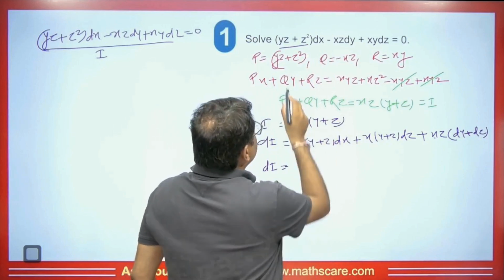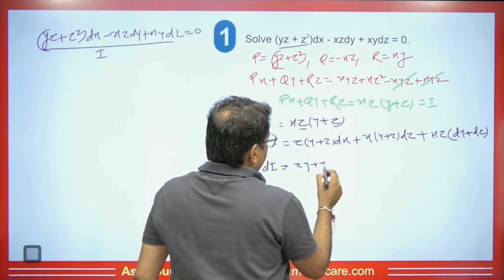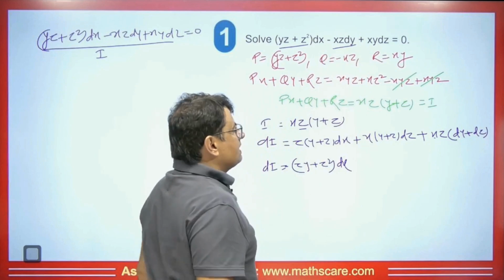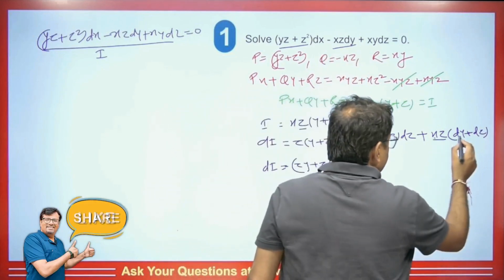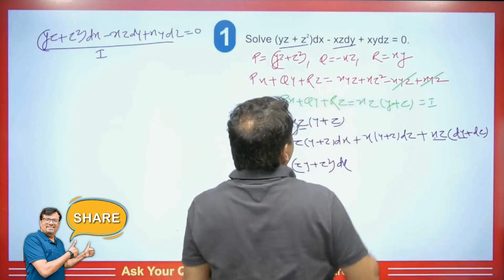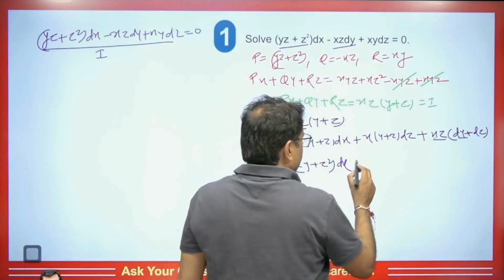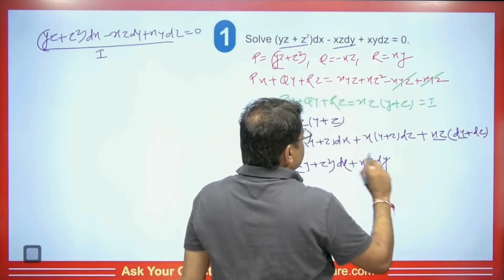Here we are getting z square and one term is zy, right? So we will write down this zy here plus z square multiplied by dx. The next term we need is minus xz dy, right? Although here we are getting this xz dy term, but here I need it in minus, but we are getting it in plus. So what we will do? Let's write xz dy. Now I need dz.